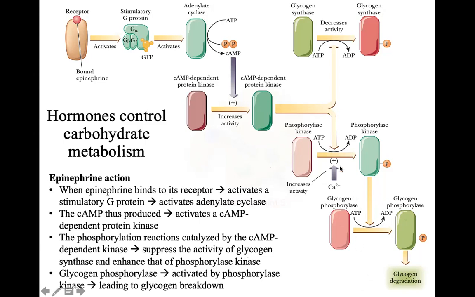Remember when this ATP is converted to ADP, adenosine triphosphate to adenosine diphosphate, you have another phosphate group, which is here, and they can facilitate the degradation or catabolism of glycogen. All right, so this is how, using the hormone epinephrine, you can degrade the glycogen.